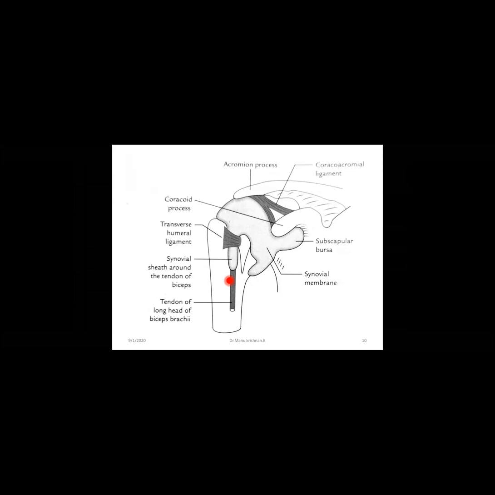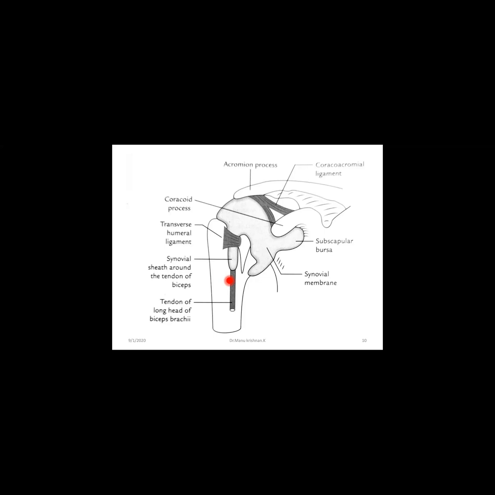This is the coracoid process. Between the coracoid process and the acromion process, you can see a ligament, which is the dark colored part. That is the coracoacromial ligament. So these three structures, the coracoid process, the coracoacromial ligament, and the acromion process, form the coracoacromial arch. This arch acts as the secondary socket for the shoulder joint.